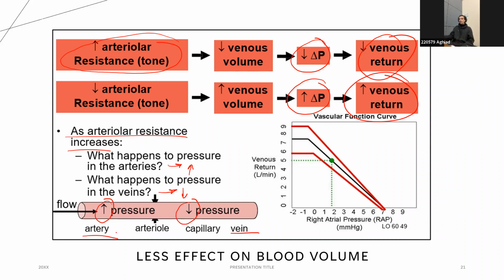Perfect. So once we decrease the arteriolar resistance or arteriolar tone, the venous return would increase. As you can see here, it would increase. But that doesn't cause a change in the right atrial pressure. It just means more blood is going.